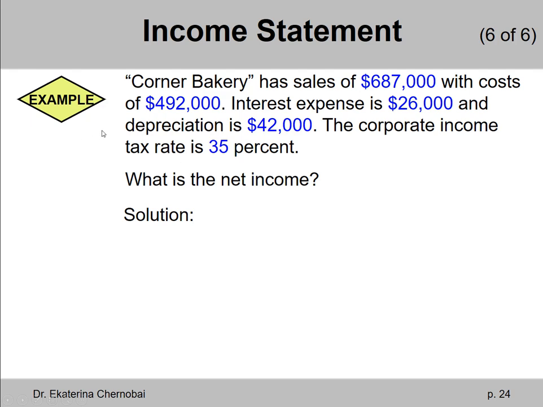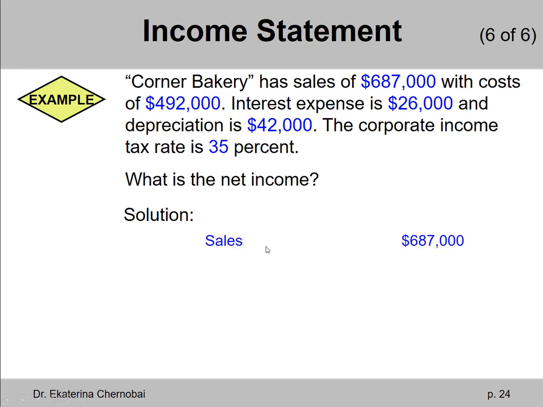In this example, we are asked to calculate the net income. We are given sales of $687,000, costs of $492,000, interest expense of $26,000, and depreciation of $42,000. The corporate income tax rate is 35%. What is the net income for Corner Bakery, the name of this company?